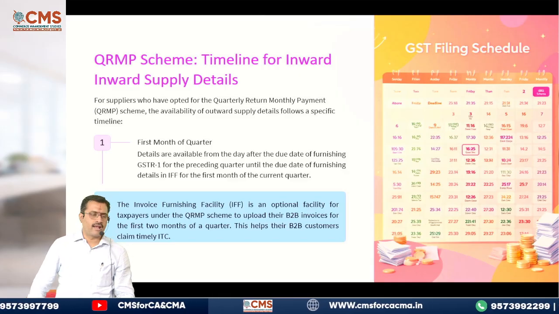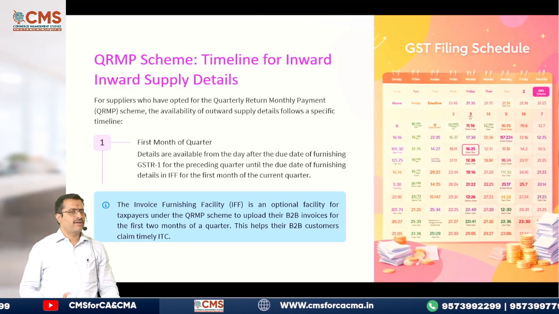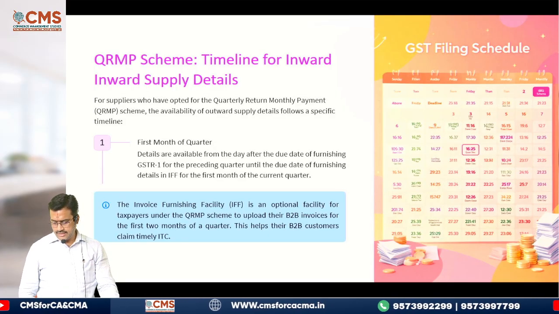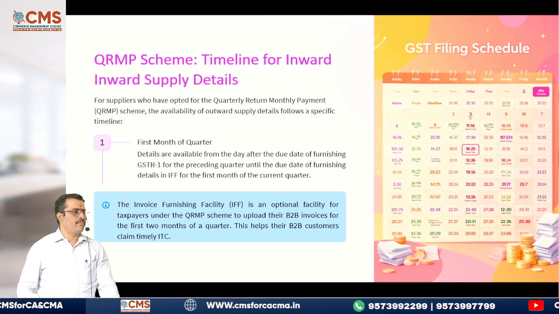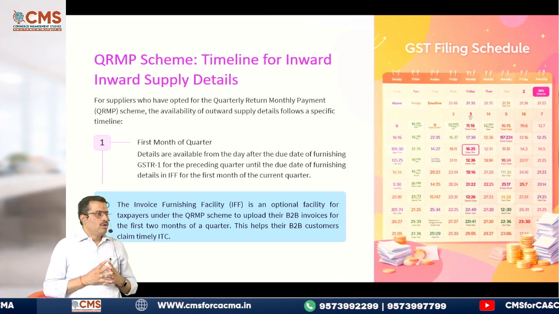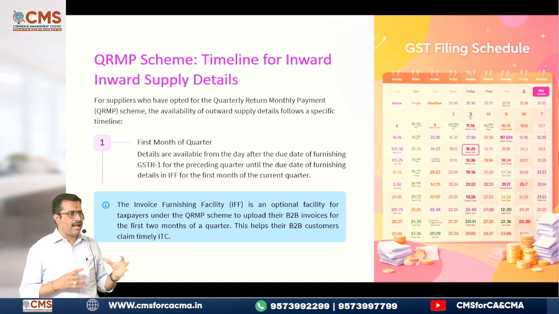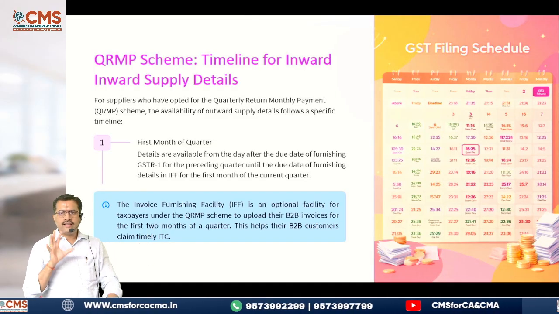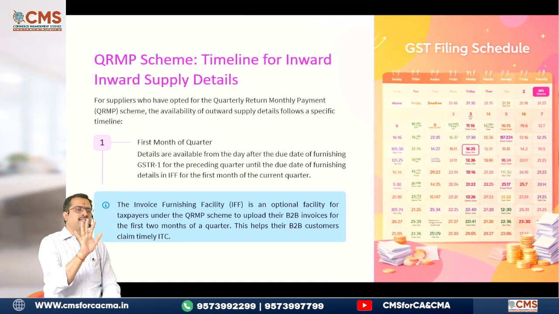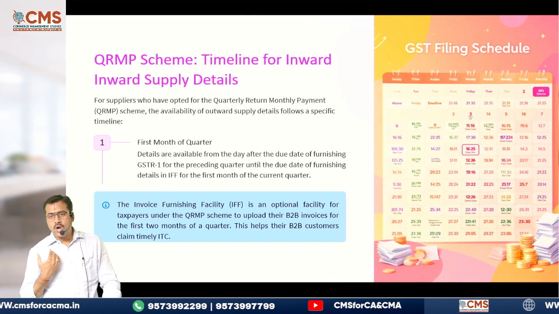Okay. Then comes your important concept, QRMP scheme. How many of you are aware of this QRMP scheme? Quarterly return, monthly payment scheme. What happens in QRMP scheme? Basically, a taxpayer whose turnover, I'll explain you overall. You might not understand directly. I'm just telling you overall. Listen carefully. A taxpayer whose turnover does not exceed 5 crore, he can opt for QRMP scheme.